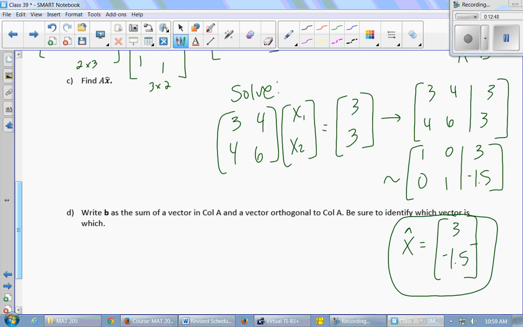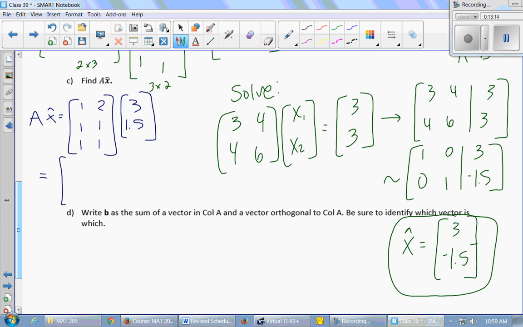Good question. How close is it? So we're going to calculate AX hat. So A was 1, 1, 1, 2, 1, 1. And I'm going to multiply that by my X hat that I just found, 3, negative 1.5. And this is 3 by 2 times 2 by 1. I'm going to get a 3 by 1 vector. That's 3 plus 3 is 6. 3 plus 1.5 is 4.5.